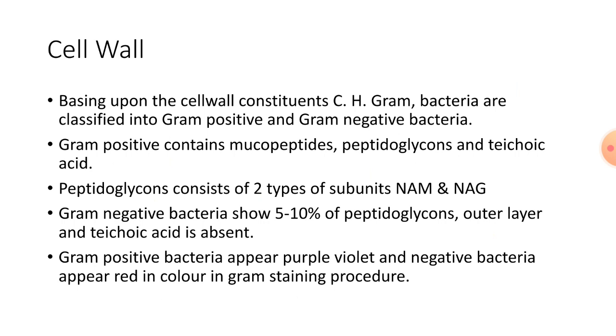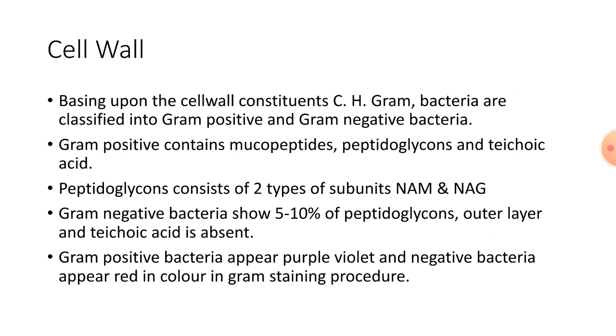Now we focus on the cell wall. Basing upon the cell wall constituents and a staining procedure called Gram staining procedure, which was actually developed by Christian Hans Gram, bacteria are broadly classified into gram positive and gram negative bacteria. Generally, the gram positive cell wall is thicker than the gram negative bacteria. In gram positive bacteria, we can see mucopeptides, peptidoglycans, and teichoic acid.